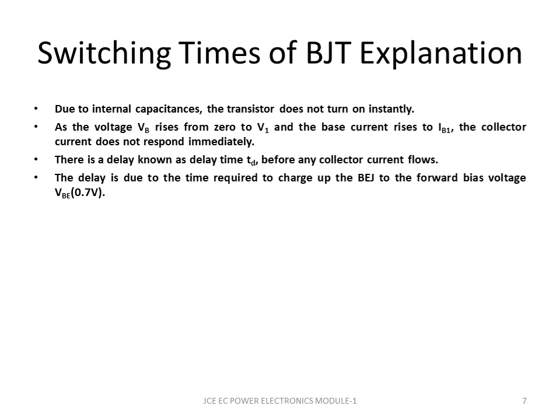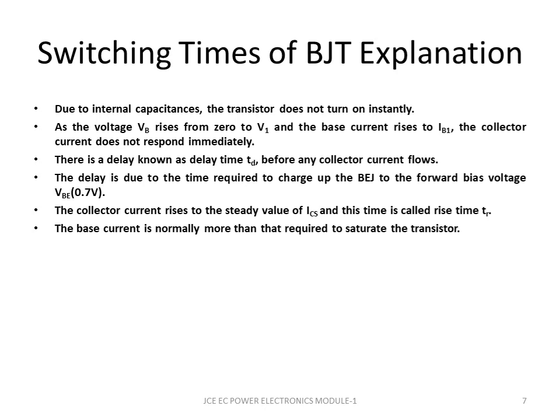The delay is due to the time required to charge up the base emitter junction to the forward bias voltage VBE, which is 0.7 volts. The collector current rises to the steady state ICS, and this time is called the rise time. The base current is normally more than that required to saturate the transistor.